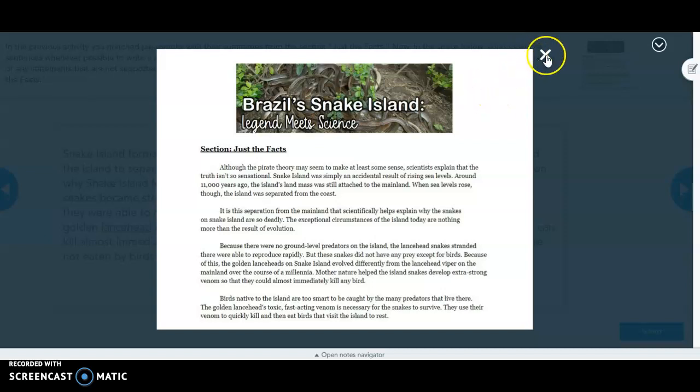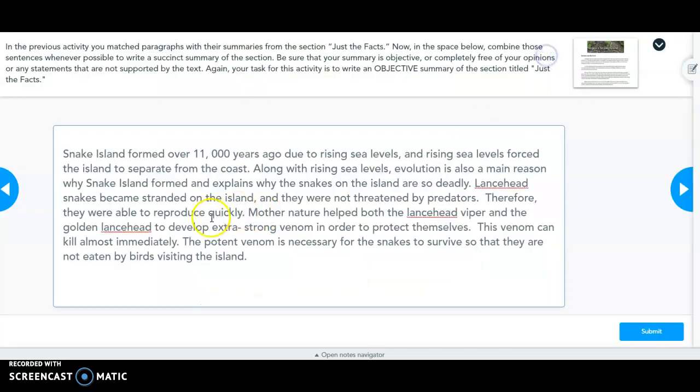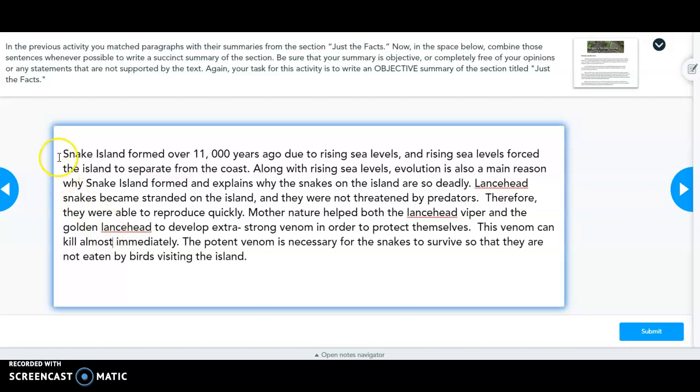Most of you had some really good responses, but some of you were missing some pieces of information. Some of you may have had information from paragraph 1 and 2, but not from 3 and 4. Some of you may have had information from paragraph 3 only, and not any information from paragraph 1, 2, or 4. So you have to be careful if we're asking for a summary of a specific section. You need to make sure that you have information from each paragraph. So let's read my summary.